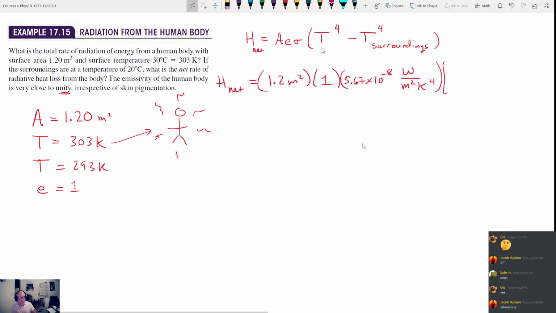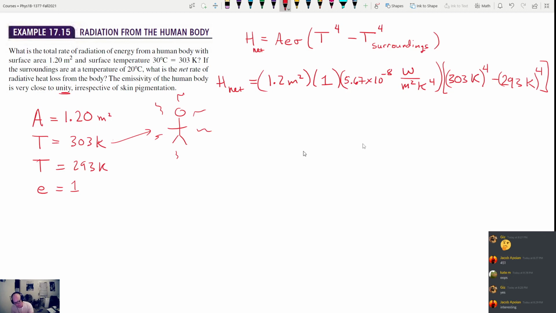Temperature to the 4th for the object, which was 303. Now you'll notice in this case that the temperature difference is very small. However, when you raise something to the 4th power, it doesn't matter if it's only 10 Kelvin difference, because 303 to the 4th power is much, much bigger than 293 to the 4th power. I think it is, at least.